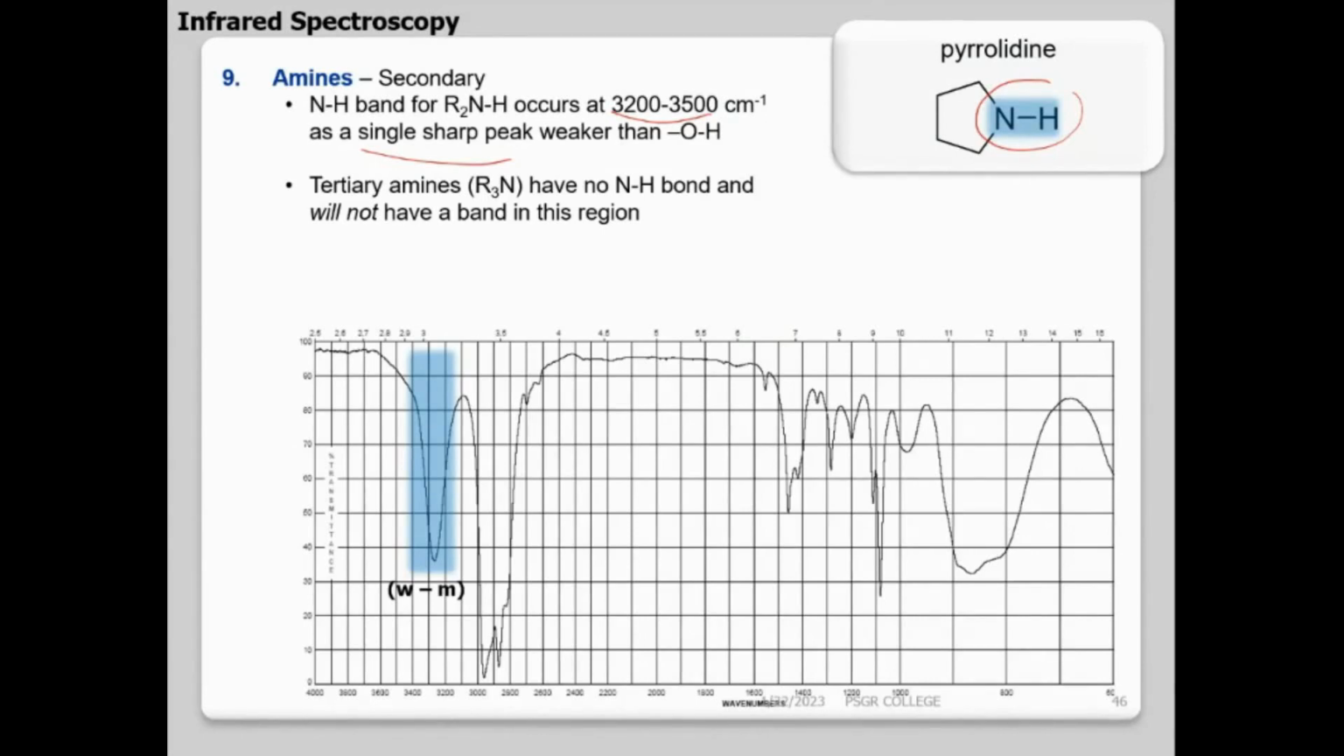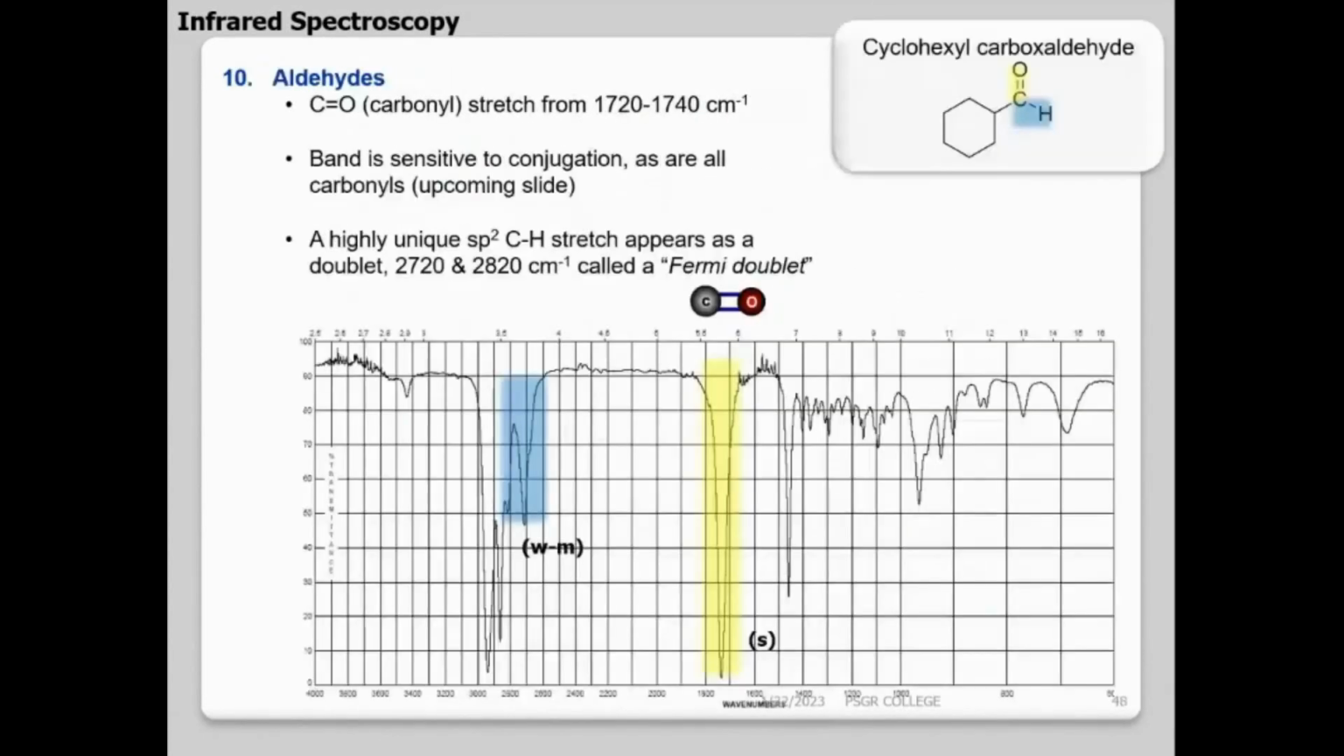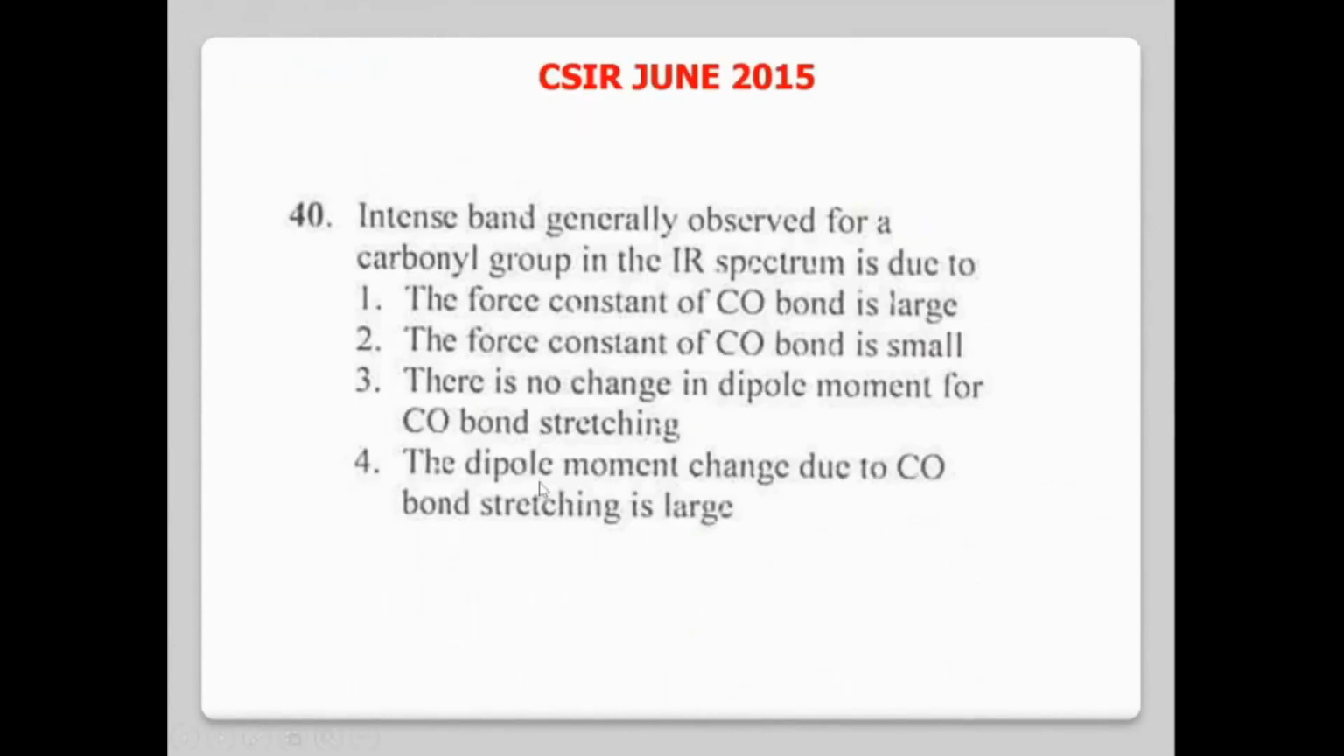Okay, so have you understood? The next class is very important because we are going to deal with the C double bond O. We will solve four problems. Intense band generally observed for a carbonyl group in IR spectrum is due to what?